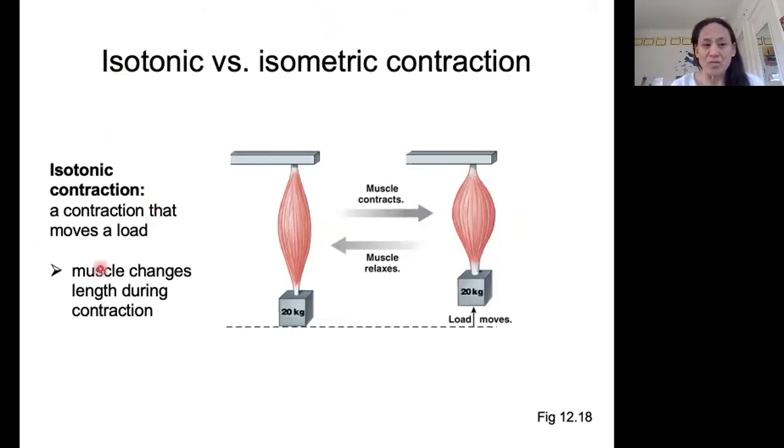So isotonic contraction is a contraction that moves a load, and the muscle changes length during that contraction. If you look at this example, you can see that the muscle is relaxed right here. As the muscle contracts, it shortens in length and it also moves this 20-kilogram weight, okay? So we get an isotonic contraction generally when the force that is created by the muscle contraction, the muscle tension, is enough to overcome the weight of whatever load we are trying to move, okay?